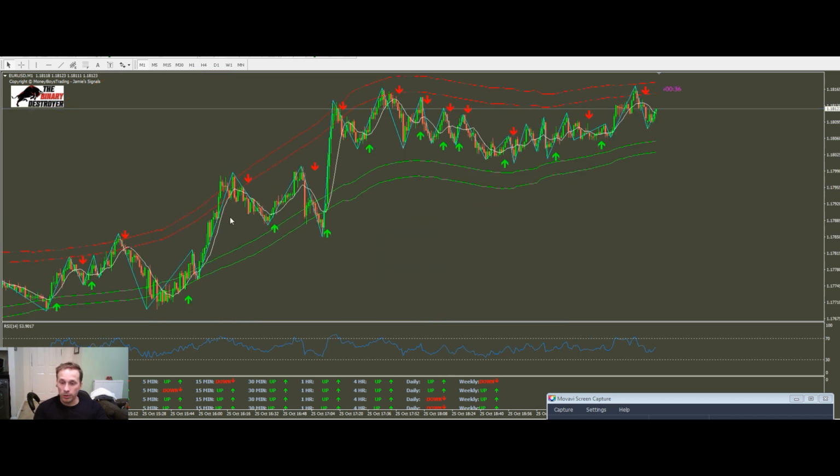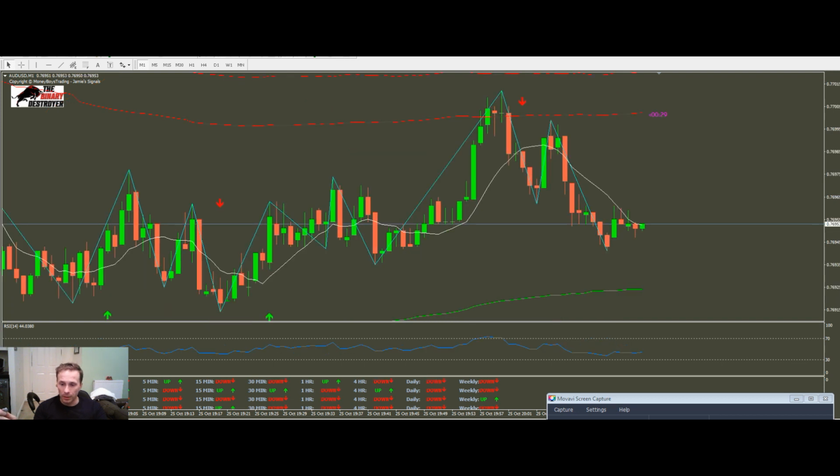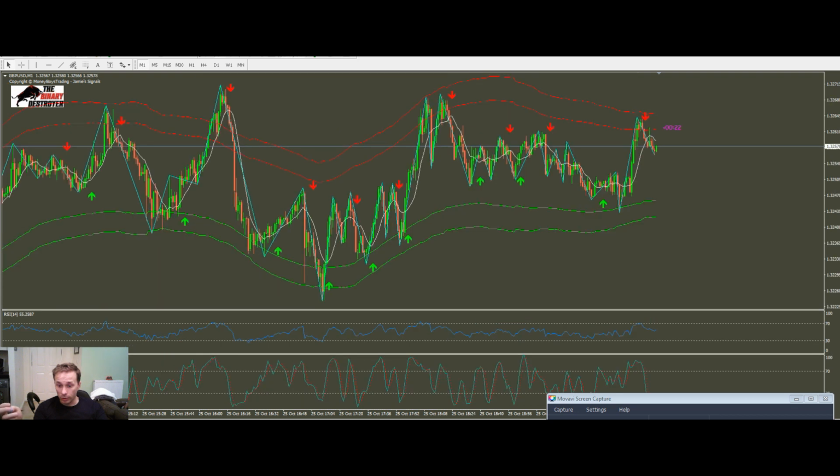EUR USD, I don't like that. If you kind of look at it, it's going sideways. Okay, there's no real movement. Okay. AUD USD, we're in that pair, so we've currently got a trade running.